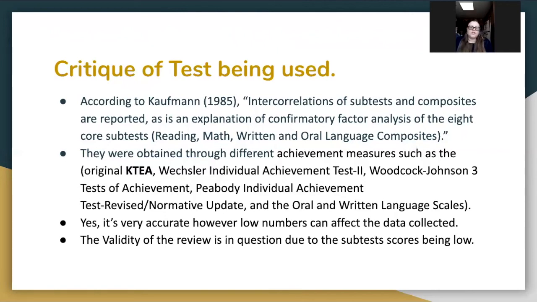So the subtests and composites were reported through 8 different core subtests that focused on reading, math, written, and oral language, which the oral language is a new composite that was added. As I was looking through this, the oral language one was actually quite low for scores for data on it, but I assume that was because it's new and they still are collecting data with it.